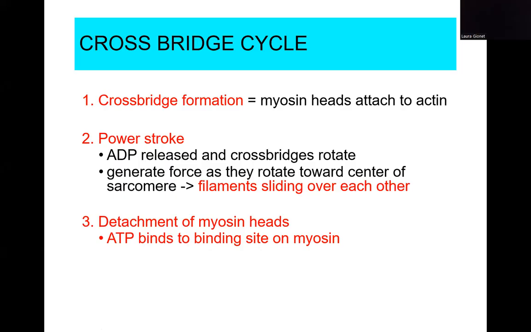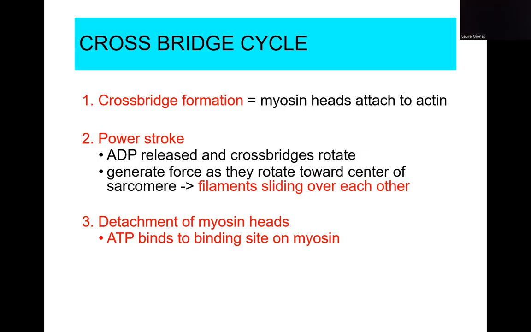Right? So when myosin approximates, they row toward the center and they approximate the ends of the active molecules toward one another. That is our power stroke. It generates force as they rotate toward the center of the sarcomere. These actin and myosin filaments slide over each other. Detachment of myosin heads requires an ATP to bind to it.